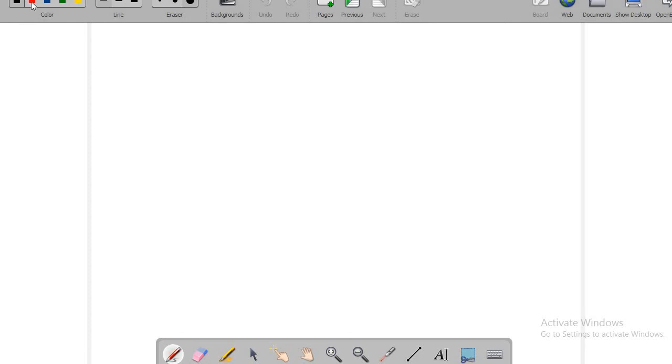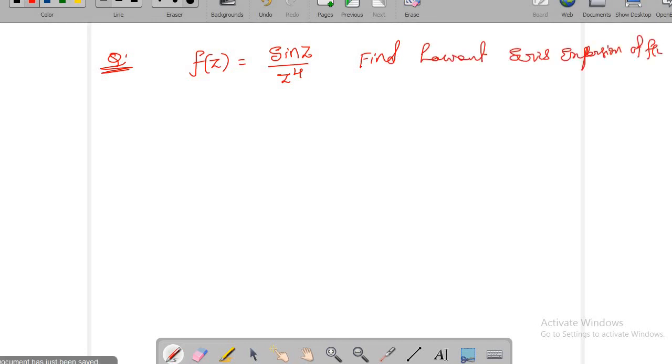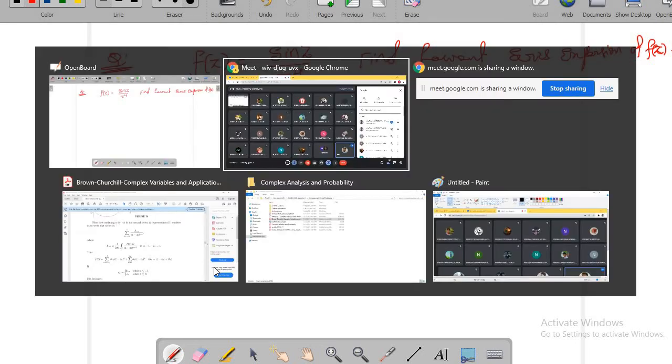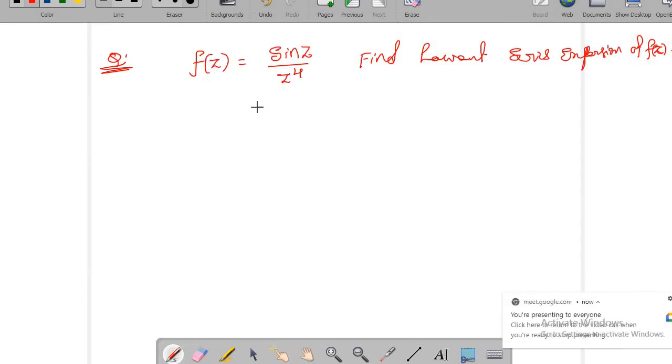Now let us look at another function. If you have f of z equal to sin z by z power 4, the question is, find the Laurent series expansion of f of z. I should tell you about what point. So the Laurent series expansion of f of z about z equal to 0. It means I need an expansion which is centered at 0 only.